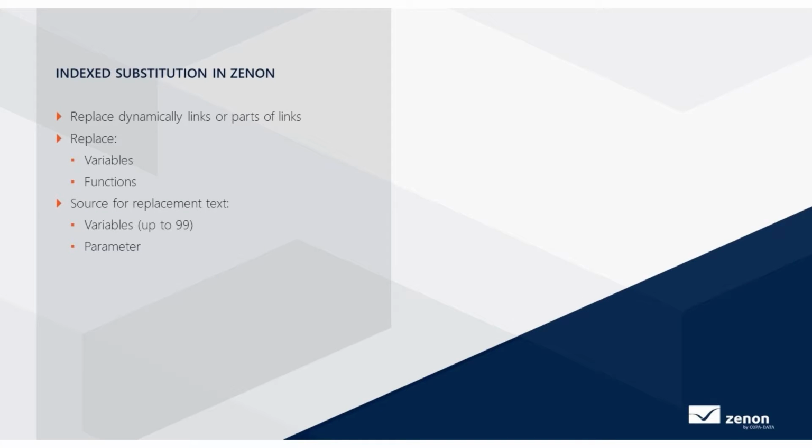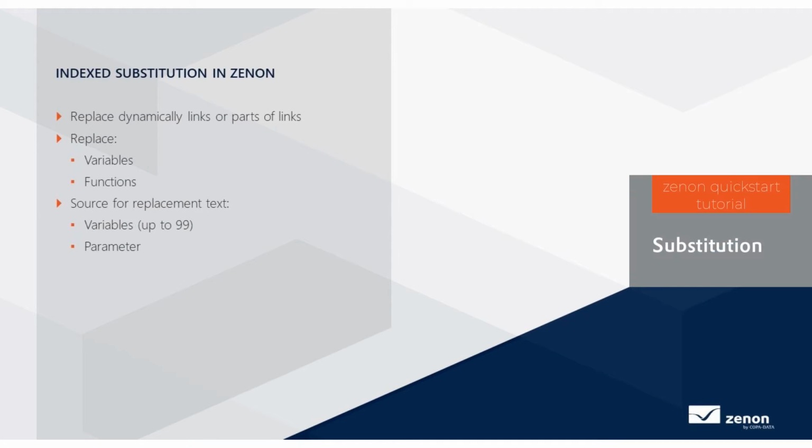In this video, I'll give you a quick overview of indexed substitution in Xenon. For efficient project engineering, substitution allows you to use one screen for two or more pieces of equipment and assign variables and functions to them, which can save you a lot of time and effort. You might already be familiar with how to use substitution by replacing links in the Engineering Studio.